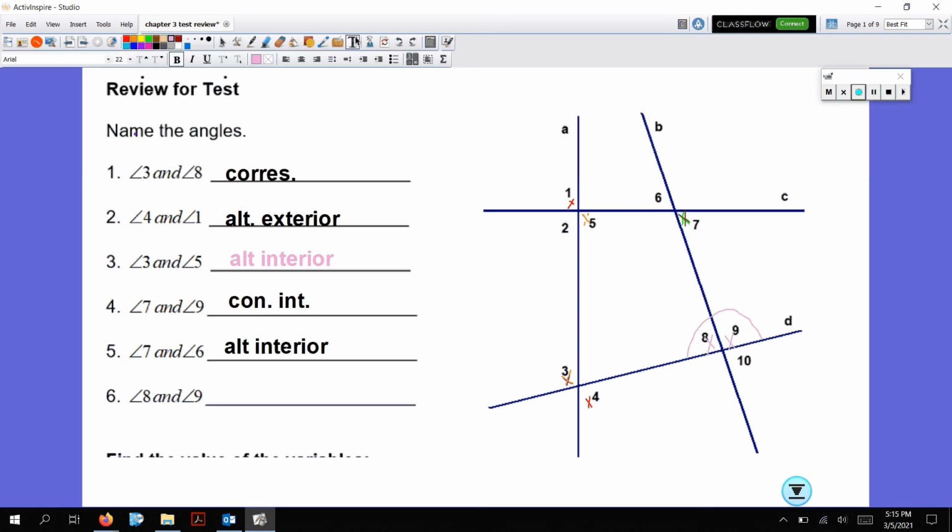A linear pair. Oh, I didn't realize it changed the color of the text. Sorry, guys. Linear pair. Well, you know, I like to switch colors anyway. So, that's that. That's all there is to that.